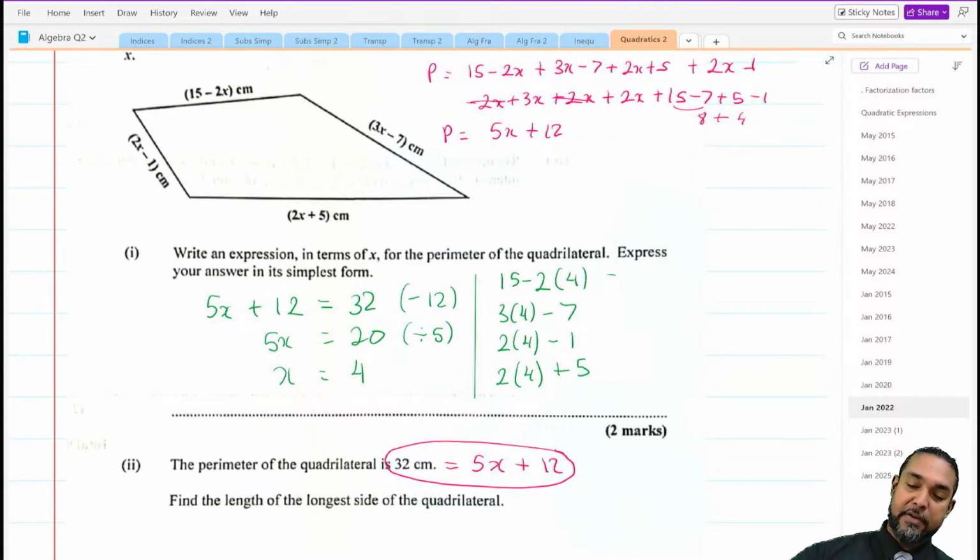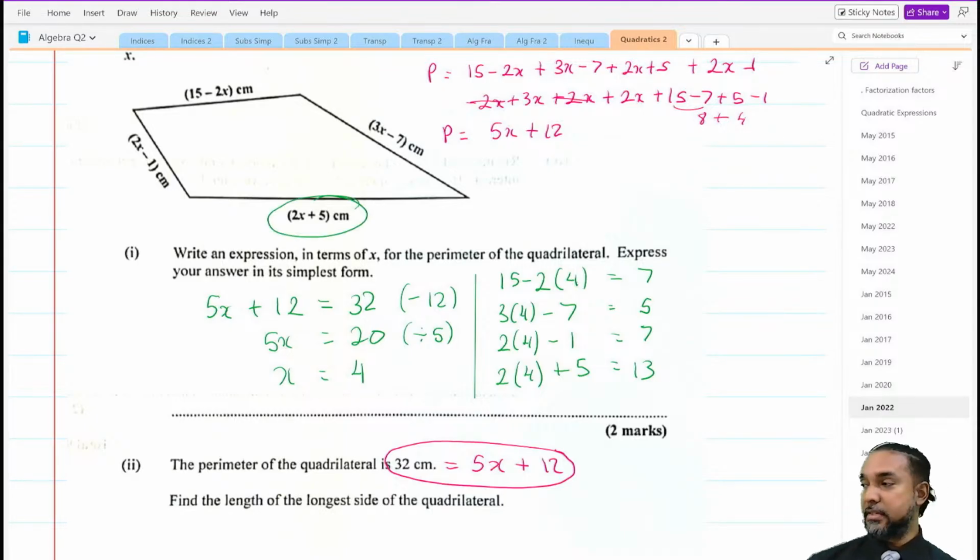So 2 by 4 is 8. 15 minus 8 is 7. You never know. 3 by 4 is 12. 12 minus 7 is 5. 2 by 4 is 8. 8 minus 1 is also 7. But 2 by 4 is 8, and 8 plus 5 is 13. The longest side is 13 centimeters.